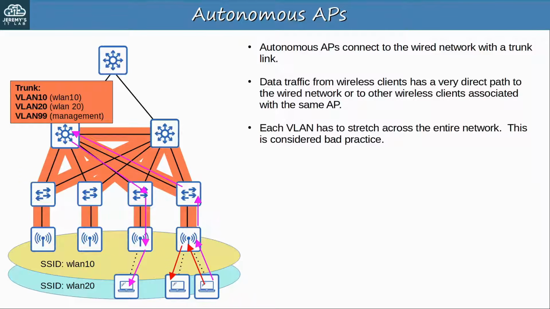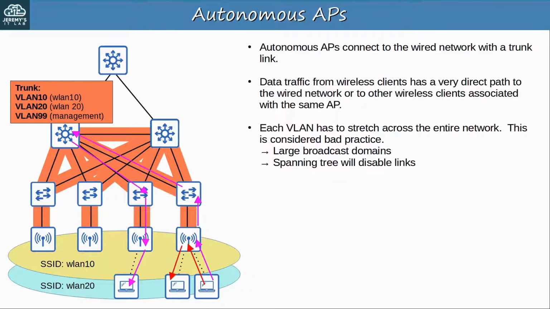Notice that each VLAN has to stretch across the entire local area network. This is considered a bad practice. Why is it bad to have the same VLAN stretched across the whole network? Well, there are many reasons, but here are a few. First, large broadcast domains. Each VLAN is a broadcast domain, and if the VLANs are stretched across the whole network like this, each broadcast message will be flooded throughout the whole network.